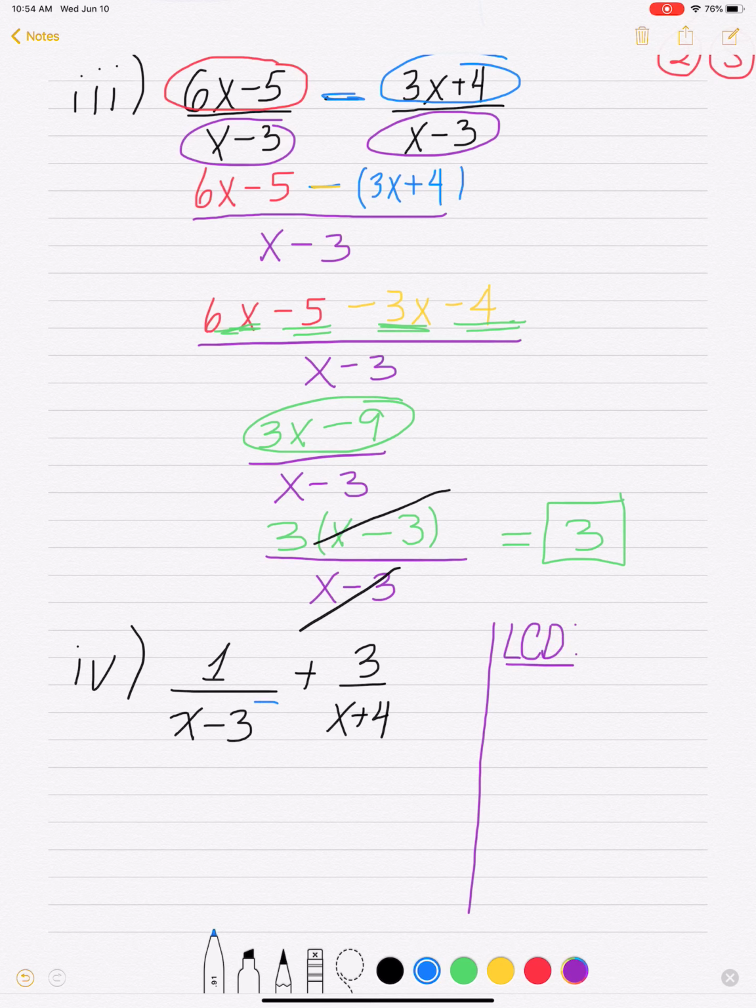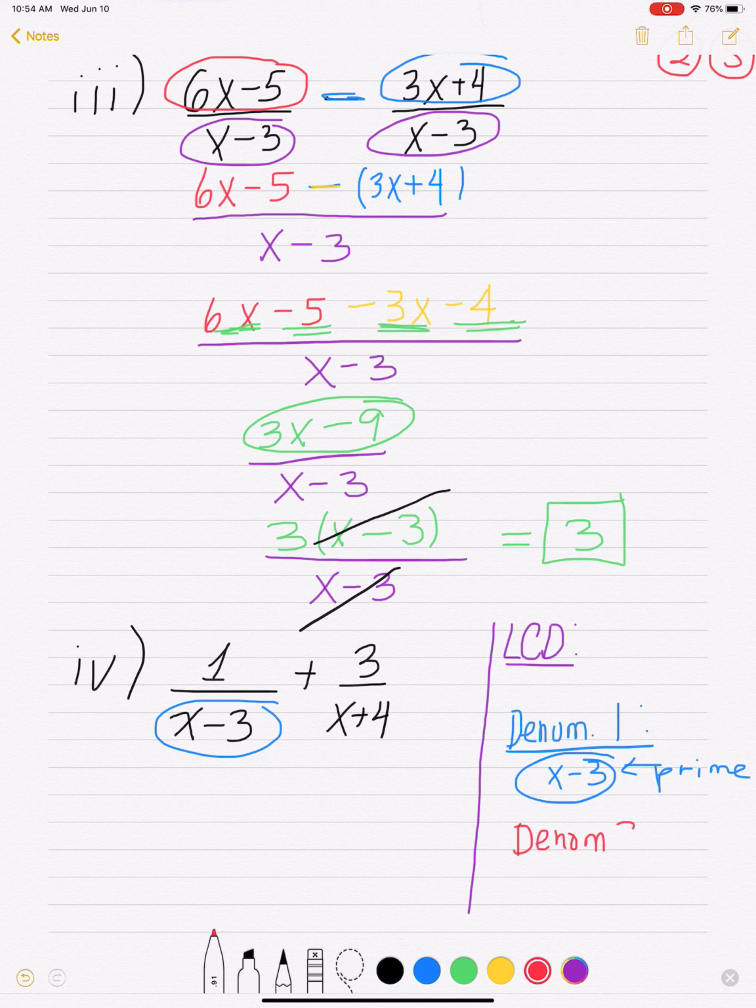So I'm looking at my first denominator, which is x minus 3. Now x minus 3, this is already prime. It doesn't factor, right? You can't factor it down. Denominator 2 is x plus 4. This doesn't factor either. X plus 4 as an algebraic expression, as a polynomial, doesn't factor down. This is already prime. So we have 2 primes showing up between our denominators.